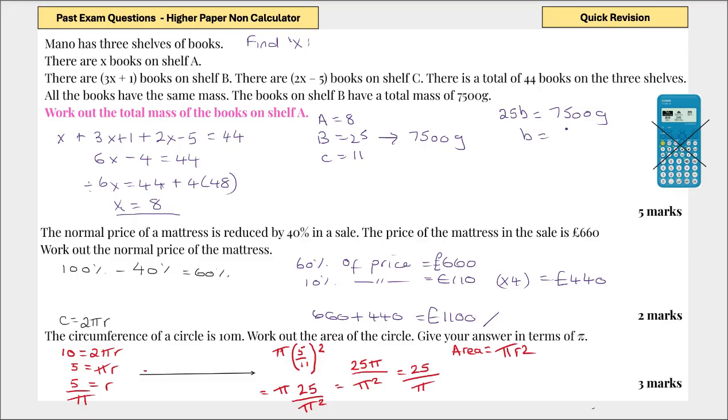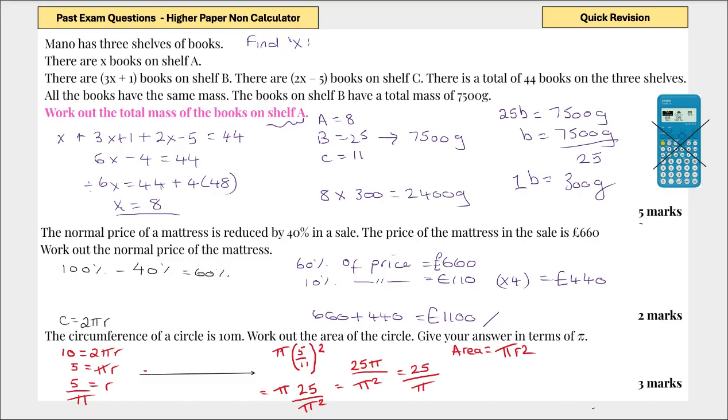Divide. So one book equals 300 grams. So now we can solve the question. Work out the total mass of the books on shelf A. Well, it's 8 times 300. So the total mass is 2,400 grams.